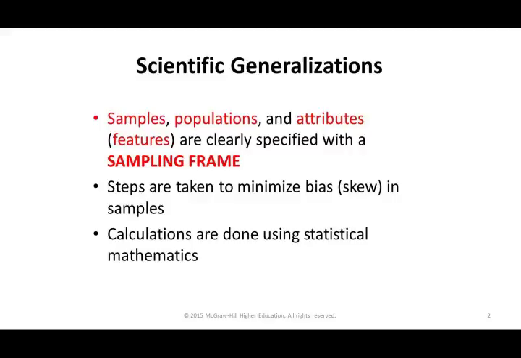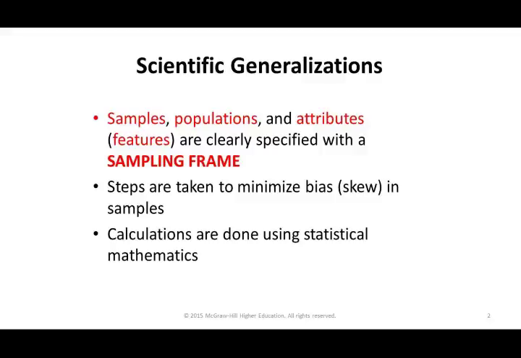And so we know that what happens when we do a scientific generalization is that we take a sample, and we're talking about a population. We've got this attribute of interest, so we've got our sampling frame set up. We take certain steps to minimize bias or any sort of skewing in our samples, and then we turn around and we use calculations from statistical mathematics to arrive at our conclusion.